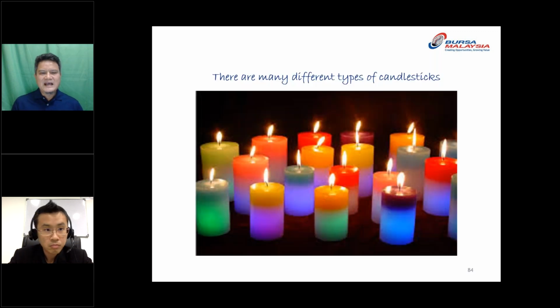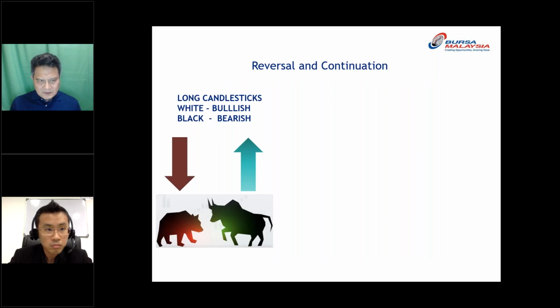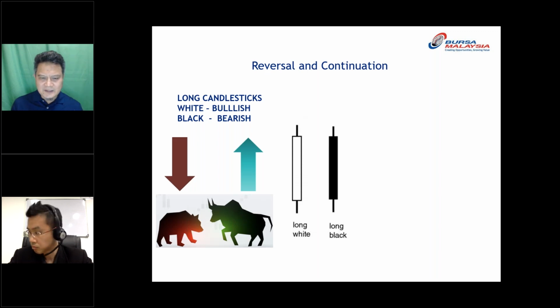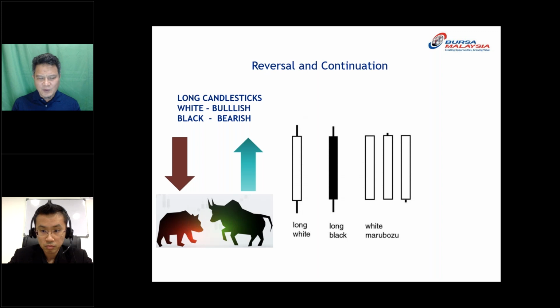So there are many different types of candlesticks. Just remember, white is bullish, black is bearish. This is a long white, which shows that the bulls are very strong, and this is a long black, which shows that the bears are very strong. And this is a type we call marubozu. Marubozu means a clean shave. When there is no wick or shadow at the top or at the bottom, this is what we call a marubozu.